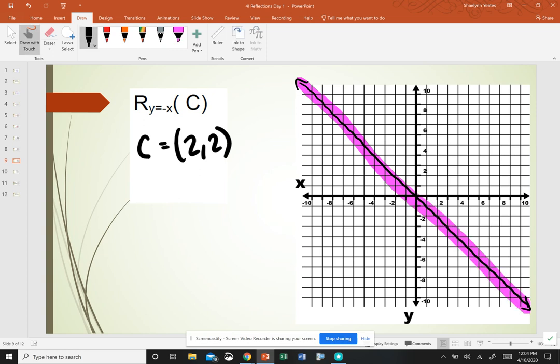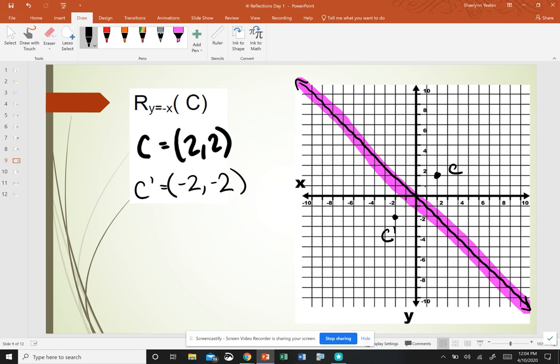All right. So we're going to take our point 2, 2. So we're going to go over 2, up 2. Here's our point C. Now we're going to reflect over that line. Now, if you look, this is 2 diagonals away. So we're going to go 2 diagonals away. Here's C prime. So C prime is at the point -2, -2. Interesting.